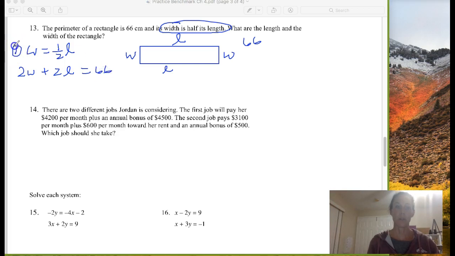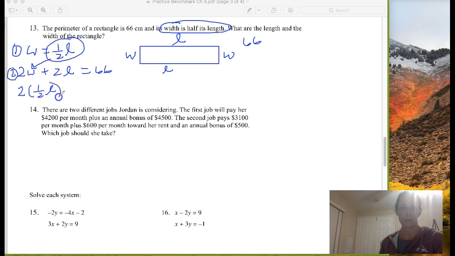So look, you've got 2 equations and 2 variables. Equation 1, width is half the length. Equation 2, 2 widths and 2 lengths is 66. I would solve this by substitution because width is half the length. So just plug this in for width in the second equation. So 2 times, instead of W, I'm going to write 1/2 L plus 2 L's equals 66.